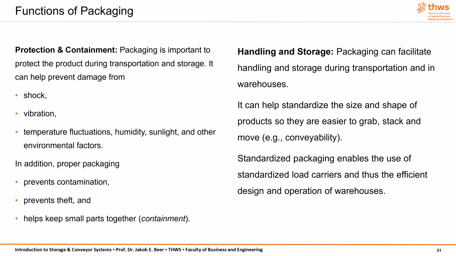This, in turn, allows for a streamlined design and operation of the warehouse. Material flow systems, storage racks, and conveyors can all be optimized around these standardized dimensions. So in summary, while protection keeps the product safe, stabilization and unitization enable efficient logistics processes. Together, these functions make packaging not just a container, but an enabler of efficient logistics.